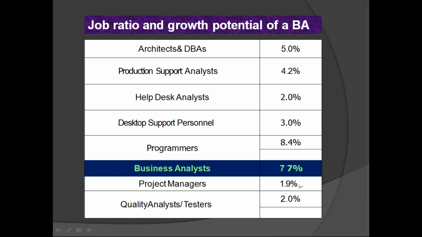This slide explains the job ratio and growth potential of a BA. Out of the 10% growth potential, the business analyst has 7.7%. The first place is with programmers, at 8.4%. After programmers comes the business analyst with 7.7%.